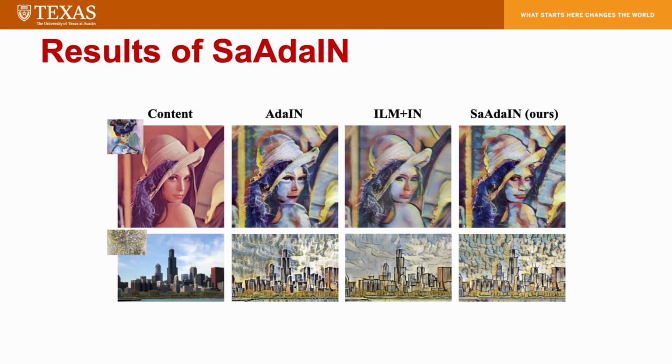The visual results of style transfer are shown in the figure here. Compared to other normalization methods, sandwich batch normalization generates more visually appealing images.